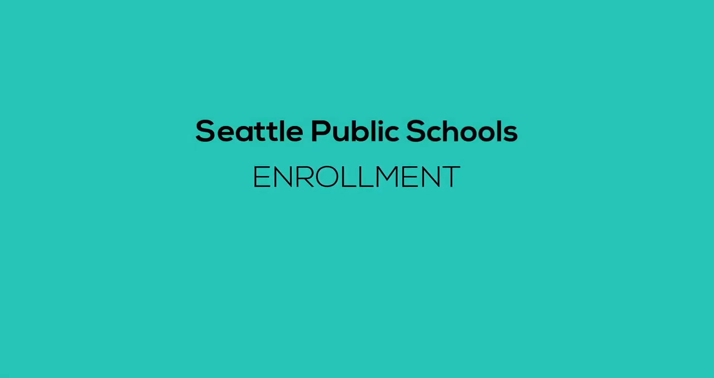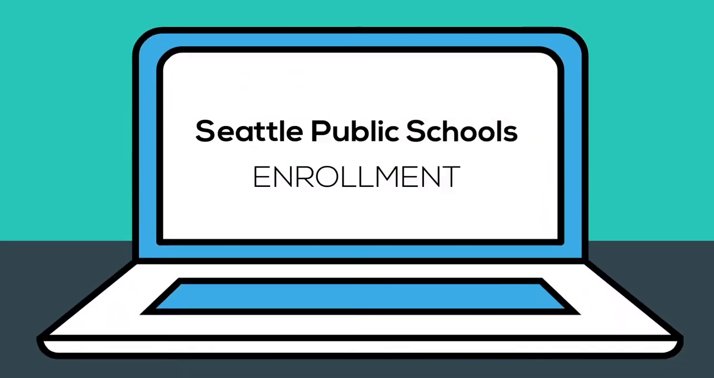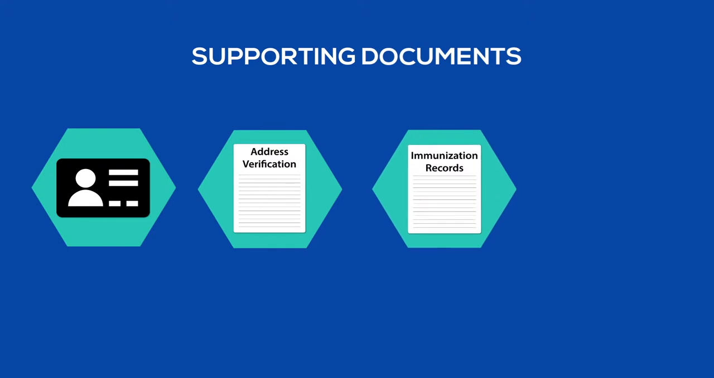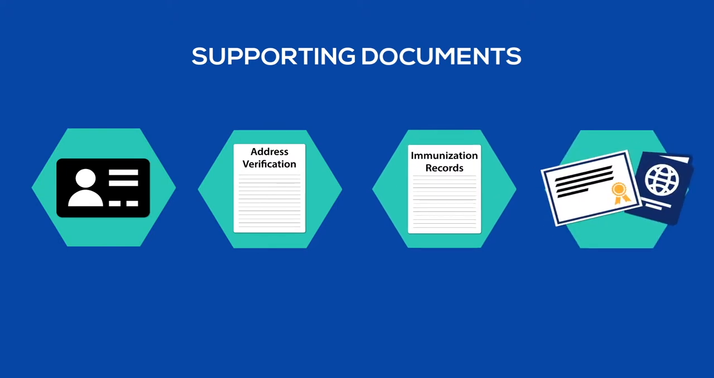Seattle Public Schools enrollment has gone paperless, and families can now enroll their students online. To begin, gather your supporting documents for online submission. These documents include parent or legal guardian ID, residential address verification in parent or guardian name dated within the current 8 weeks, student immunization records, and a birth certificate or passport for pre-K through first grade students.